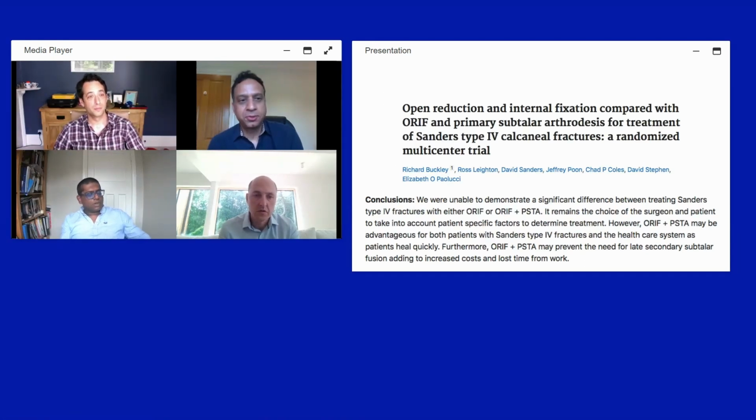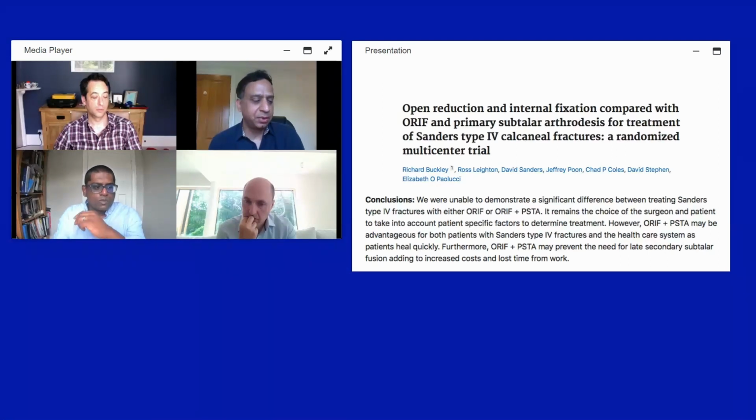So, there's been a randomized control trial looking at primary fusion with fixation versus just fixation for these type of smashed up Sanders 4. And they couldn't show any particular difference in the outcomes, but these are injuries that are going to be very difficult to make a decision on. Do we definitely must every time fuse it, or definitely must just get bits of bone in the place so that we can do a subsequent subtalar fusion?